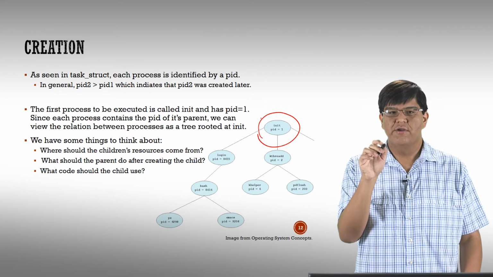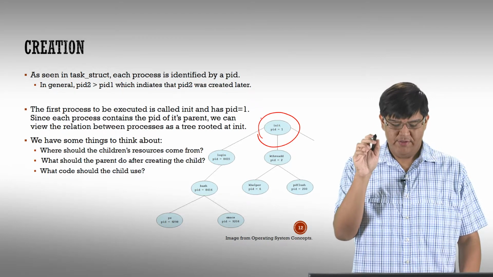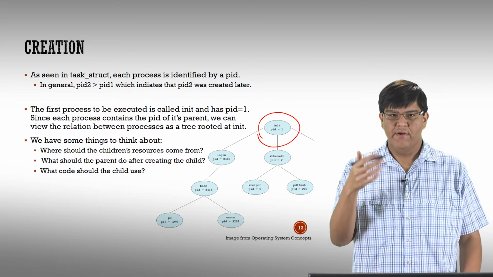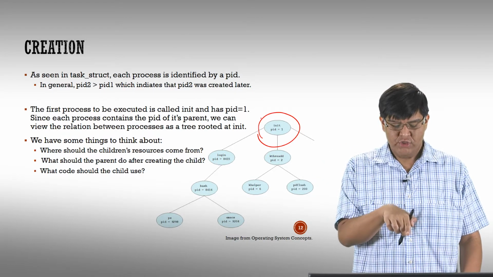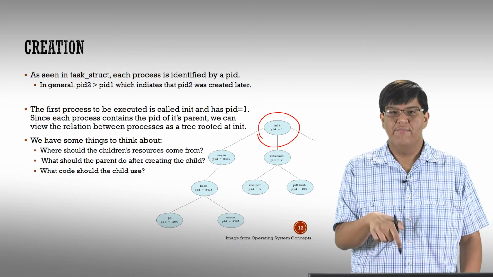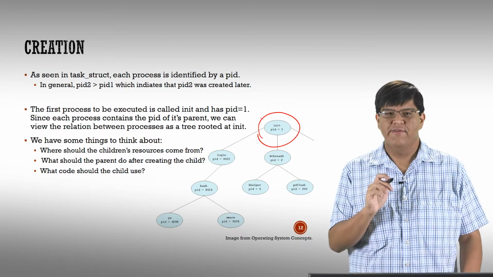So I have a few questions to go over. Let's talk about those. Let's suppose that I have a process running, and it creates a child process. I'll just read this verbatim from the slides: where should the child's resources come from? That's one question. So maybe think about that for a second.